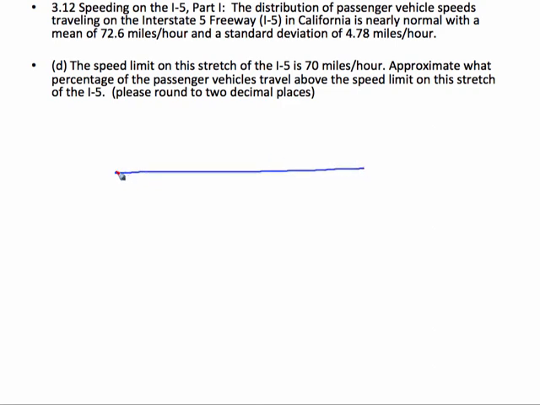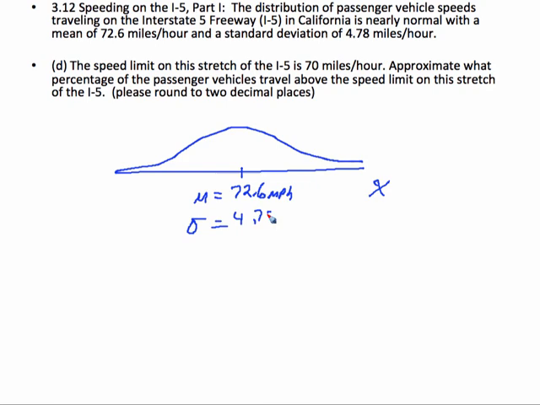I would say 100%, but I know there's some old folks out there that drive, older than me, shall we say, that drive slower than 70 miles per hour. Okay, so mu is equal again to 72.6 MPH. I should probably put that down every time. Sigma is equal to 4.78 miles per hour. Okay, so the speed limit is 70 miles per hour.